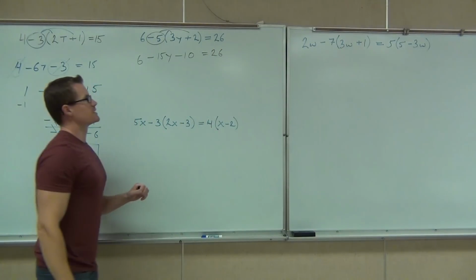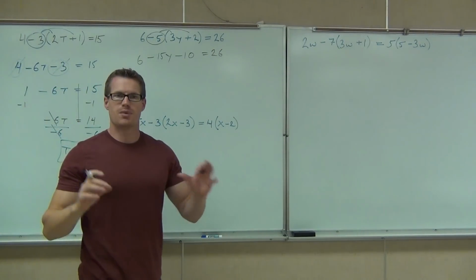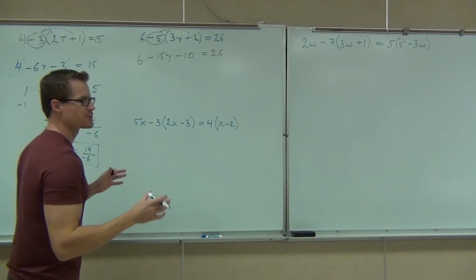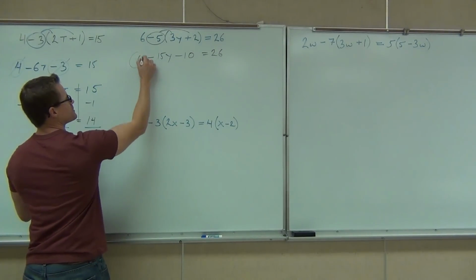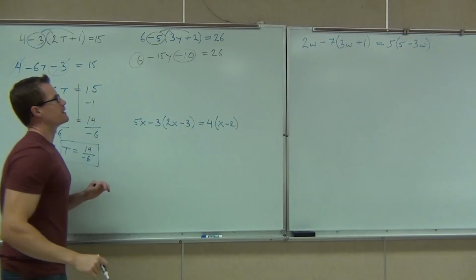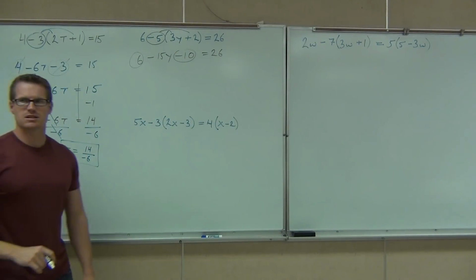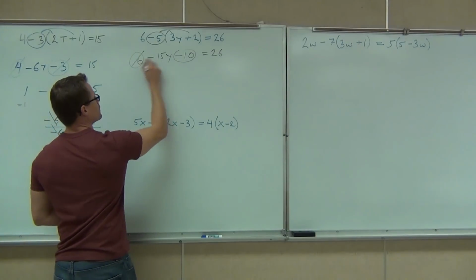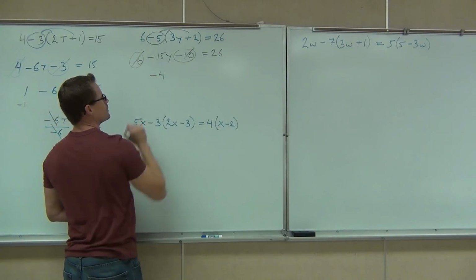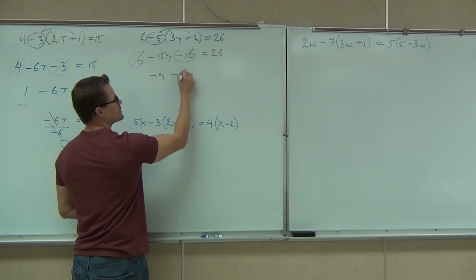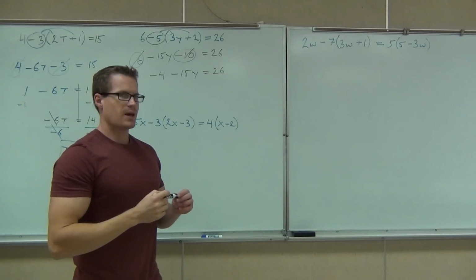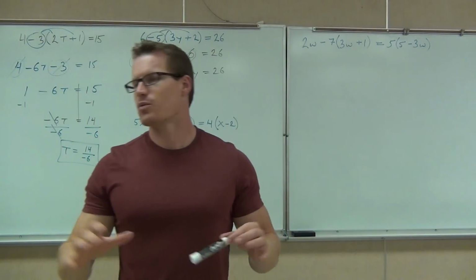And that equals 26. Now from here on out, we're going to try to combine like terms and keep on simplifying this until we get no like terms left on either side. So we have a 6 and a minus 10. I know that 6 and minus 10 is going to give me 4? Negative 4. Oh, okay, -4. -4 minus 15y, I still have that, equals 26. Everything's combined. I have no more like terms.